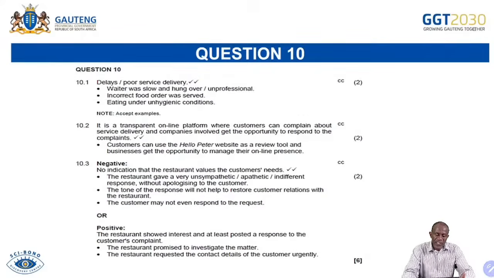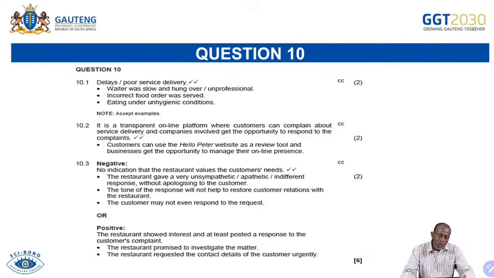Here are your answers for question 10. 10.1, it says delay. These were the nature of the complaints. Waiters were slow and hungover. That is unprofessional. Bullet number 2, incorrect food order was served and eating under unhygienic conditions. Those are the expected answers. You may not write exactly as indicated in the memo.